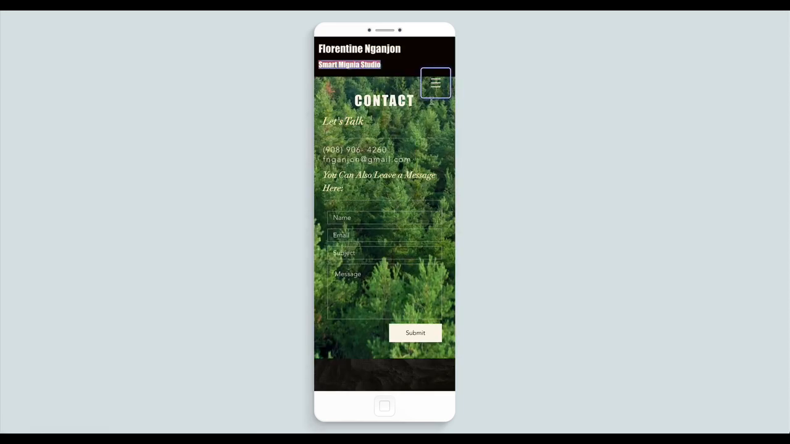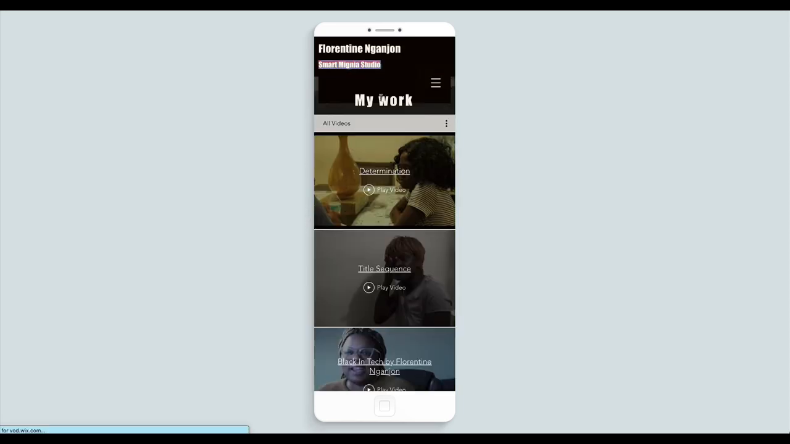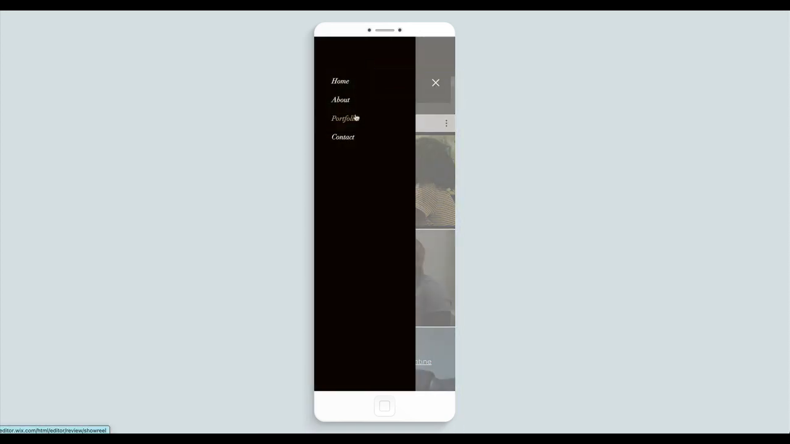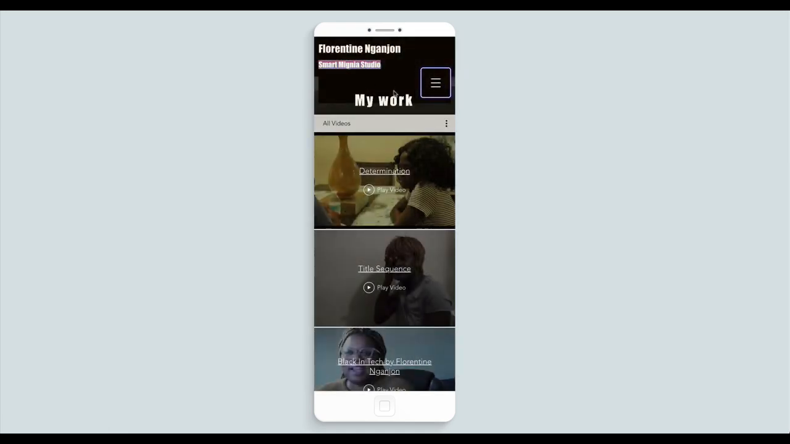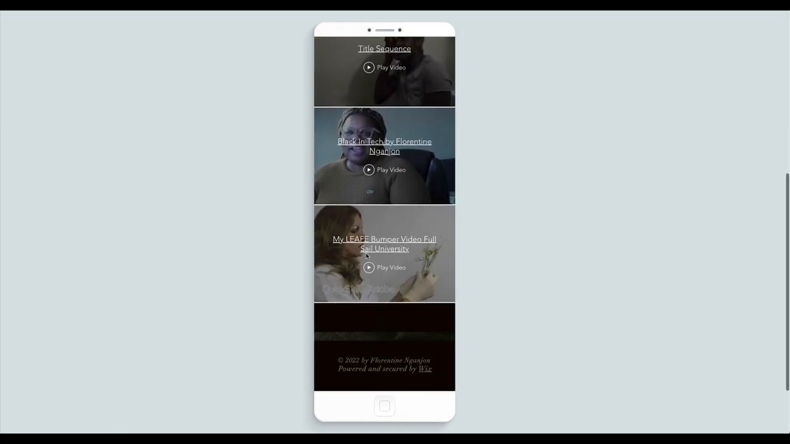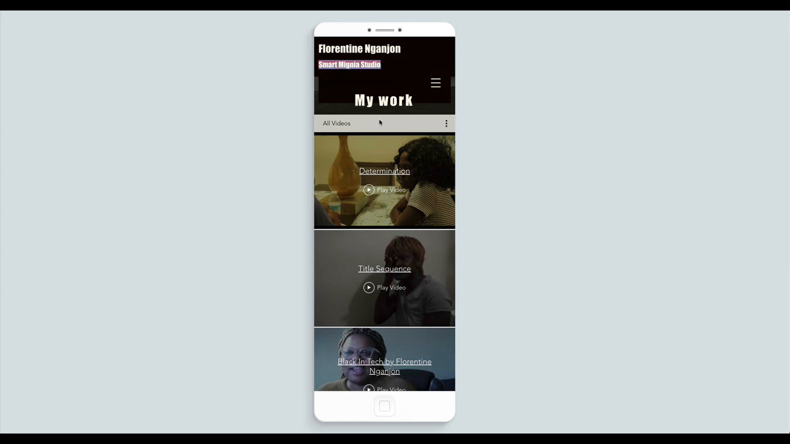I would change portfolio to work, since that's what you've called it, and I would probably capitalize this W. And then here, my work. Okay, if that's what that header is going to be. All right. Not a lot of changes, but some important ones. All right, good job.